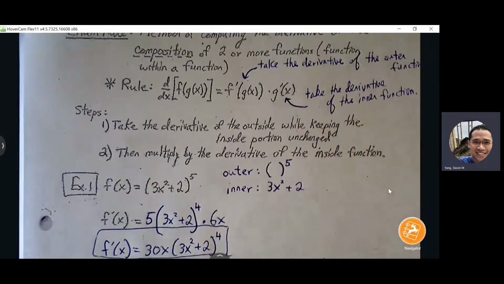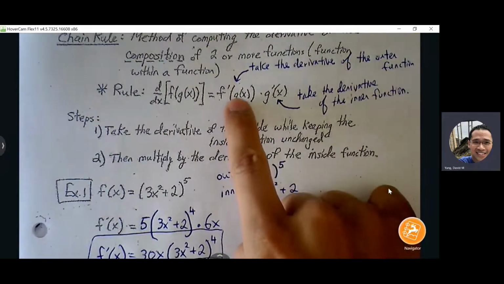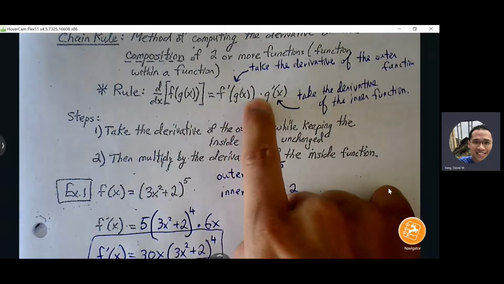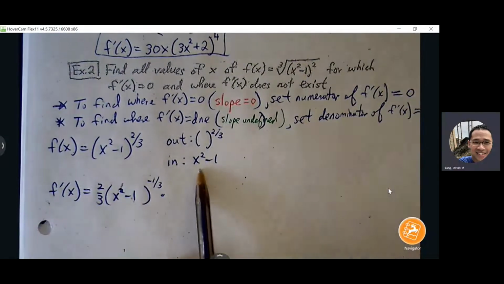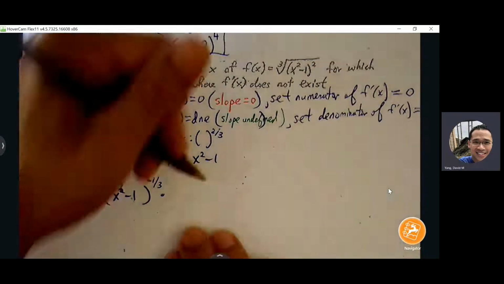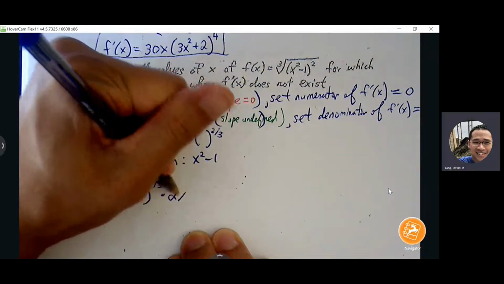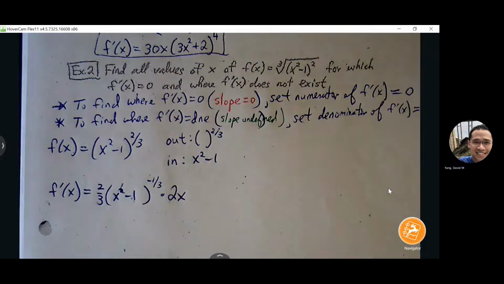I want to keep bringing us back to this rule because I want us to be familiar with what that notation is telling us what to do. What's next? Times g prime, the derivative of the inside function. So times what? Times 2x. Any questions with that? Okay, so there's the derivative.